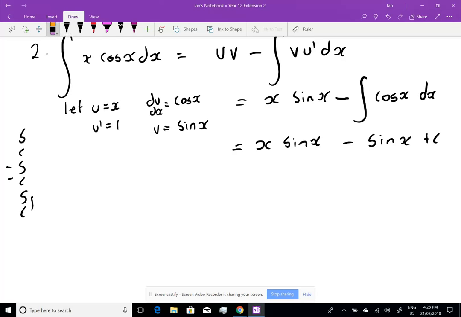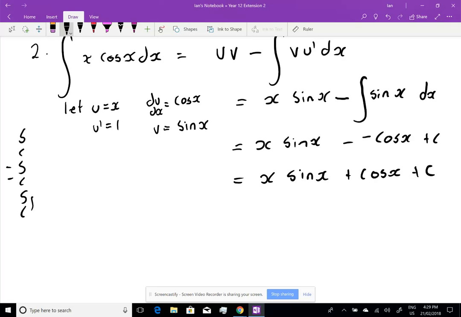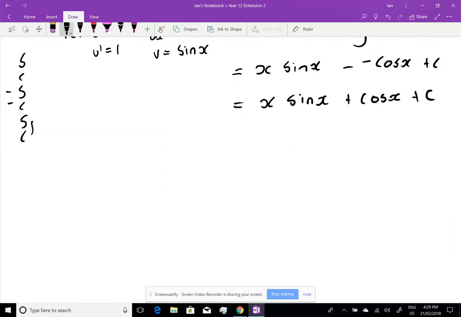Except I messed up. Ridiculous. I wanted v, and v is sine x. And the integral of sine x is negative cos x. Silly, silly, silly. So x sine x plus cos x plus my constant c. Righto, let's do another example. Number 3.